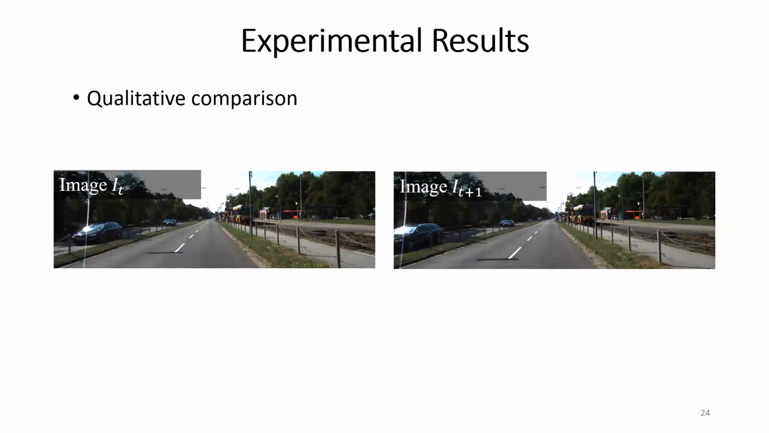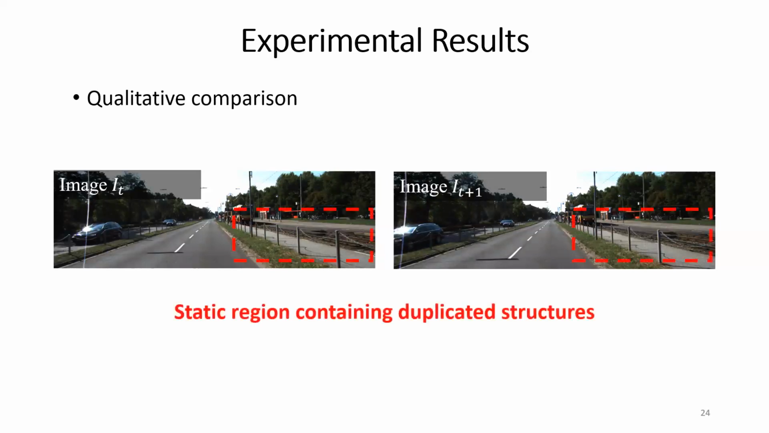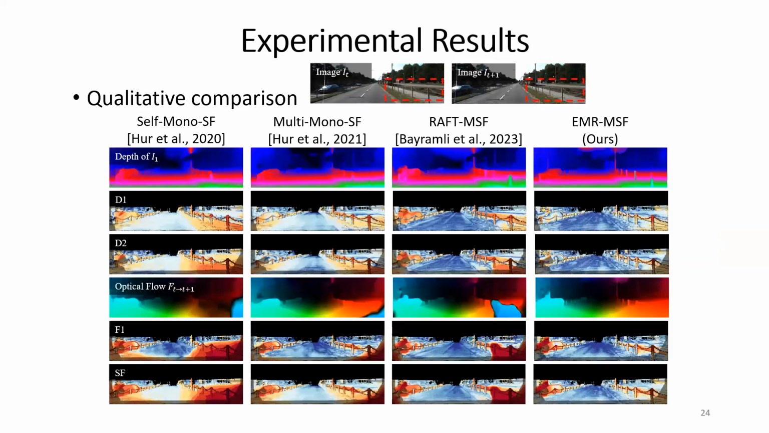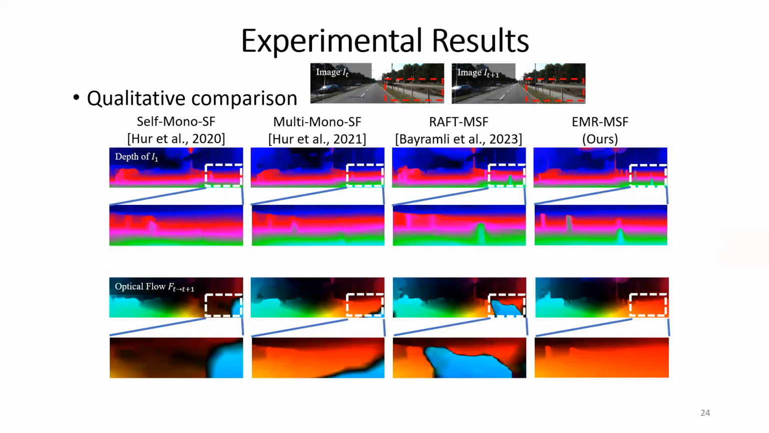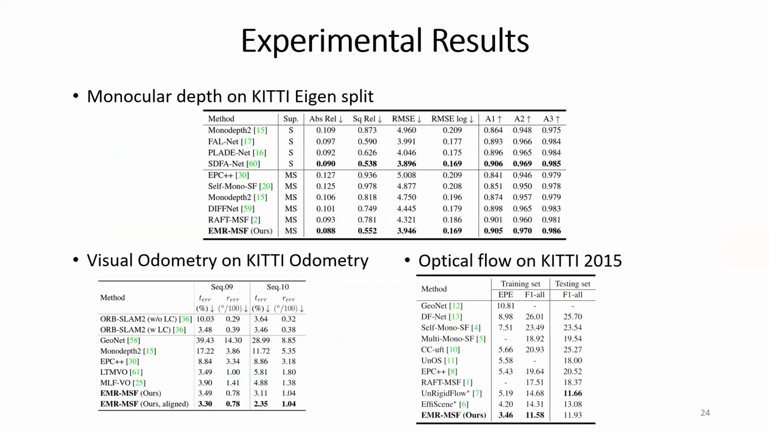In scenarios featuring duplicated structures within static regions, our method demonstrates notably reduced errors when compared to previous approaches. This advantage is derived from our effective utilization of region rigidity within these static areas. In subtasks, including monocular depth estimation, visual odometry, and optical flow prediction, our method consistently outperforms other self-supervised approaches, both those focused on a single task and those designed for multitask learning.